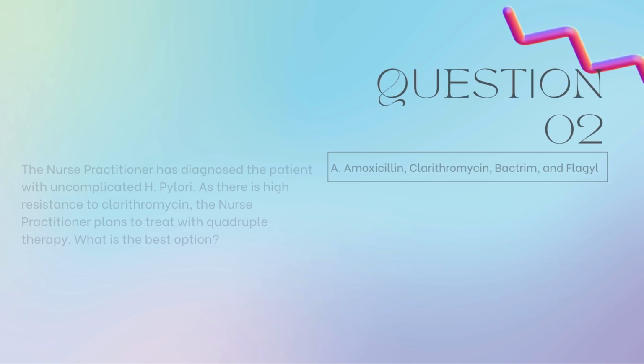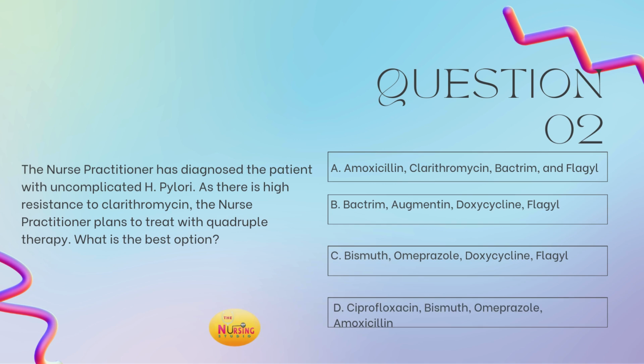All right, question number 2. The nurse practitioner has diagnosed the patient with uncomplicated H. pylori. As there is a high resistance to clarithromycin, the nurse practitioner plans to treat with quadruple therapy. What is the best option? Is it A, amoxicillin, clarithromycin, Bactrim, and Flagyl? Is it B, Bactrim, Augmentin, doxy, or Flagyl? C, is it bismuth, omeprazole, doxy, and Flagyl? Or D, Cipro, bismuth, omeprazole, and amoxicillin? Take a moment and tell me what you got, you guys.